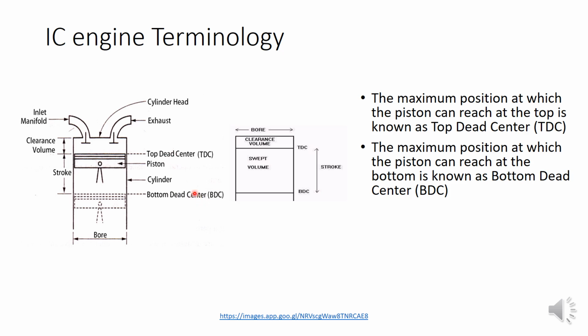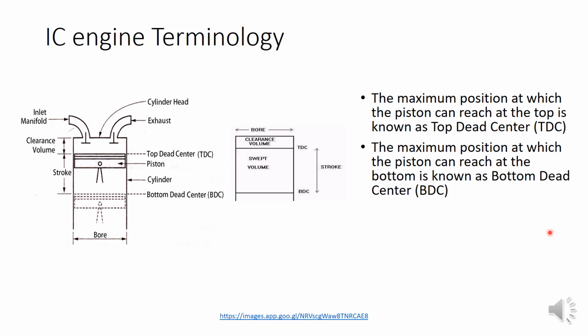So that is TDC and BDC. Top dead center is the maximum point reached when it is moving upward, and BDC is the maximum point it can reach when it is moving downward. And why is it known as a dead center? Because while reaching this point, the piston velocity will be zero, because it will reverse the direction. Once the piston reaches TDC, it will reverse the direction. Similarly, reaching BDC also, it will reverse the direction. So at that point, its velocity becomes zero. That is why it is known as a dead center.